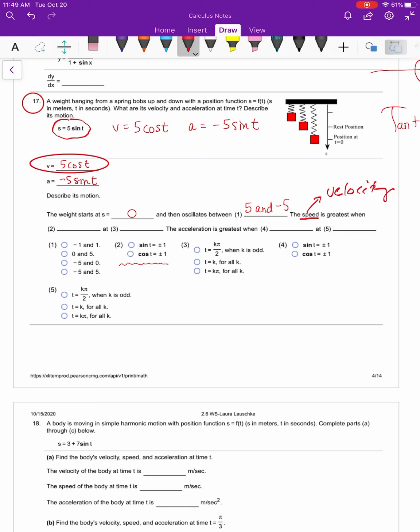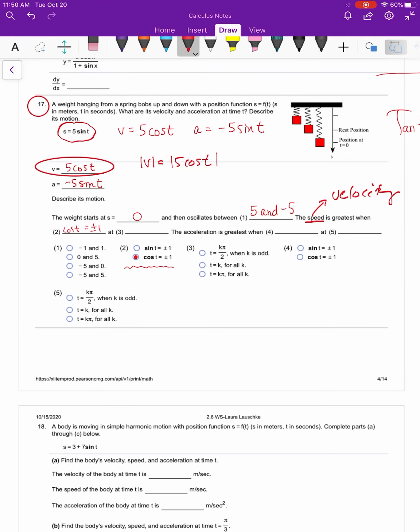So imagine that since speed is the absolute value of velocity, this is going to be the greatest when your cosine is, the biggest cosine by itself would ever be is 1 or -1. So it's going to be greatest when cosine is 1 or -1. So we're going to say when cosine t is equal to plus or minus 1. And then when is that? For what t value is that?